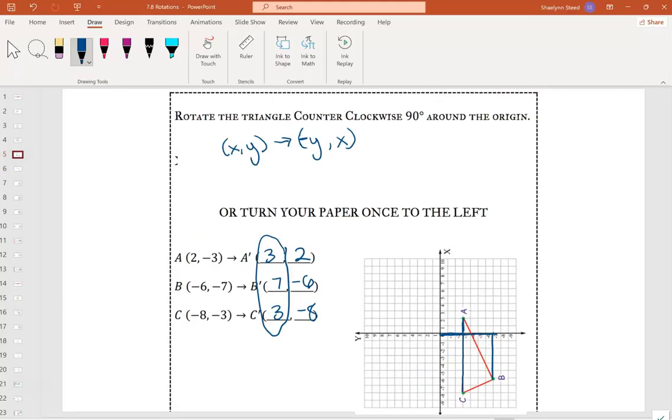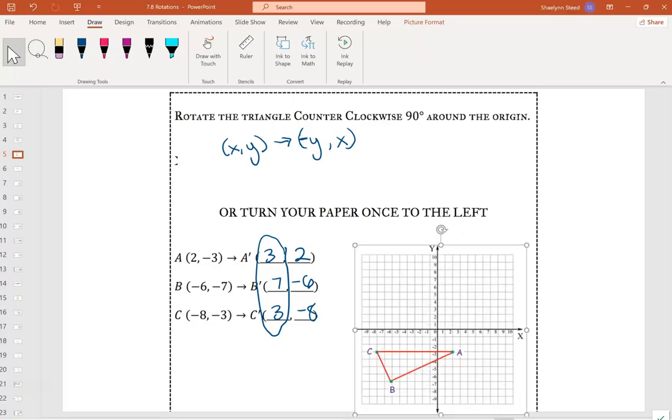Oh, I keep forgetting to do the last part. So let's go ahead and erase those extra lines that I wrote. We're going to rotate this back to normal. Perfect. All right, so then we just have to plot these points. So 3, 2, 7, negative 6, A prime, B prime, and then 3, negative 8, C prime.